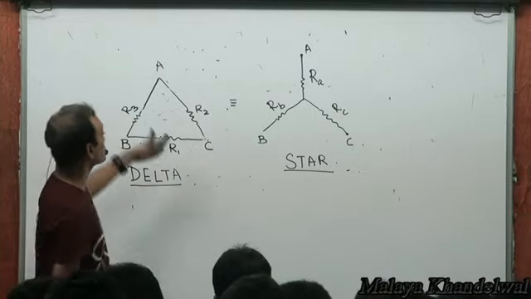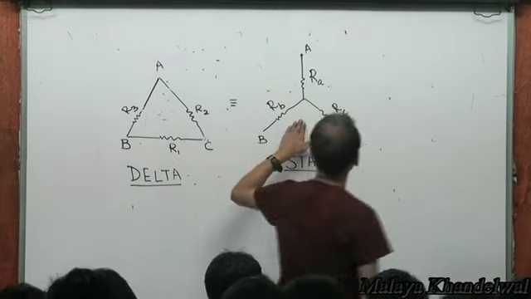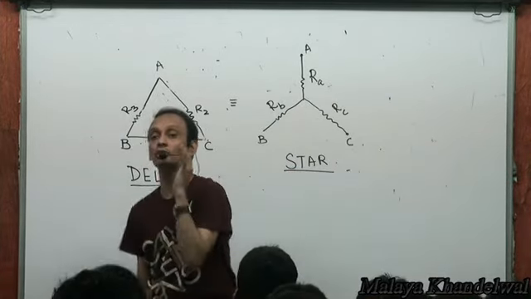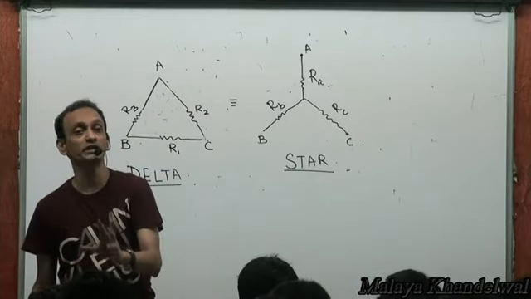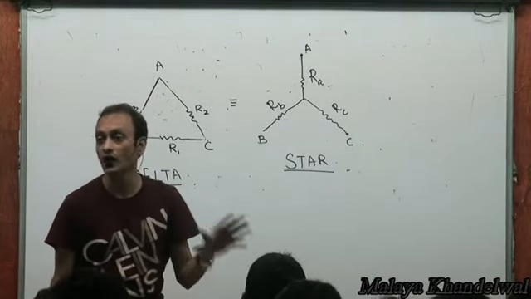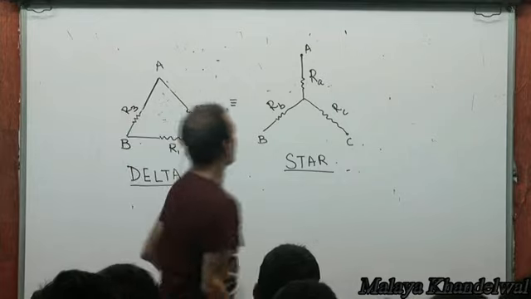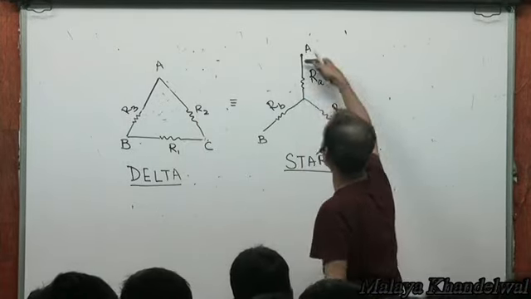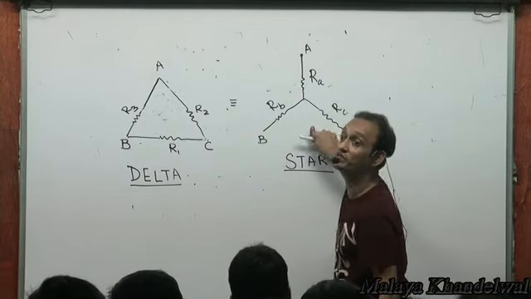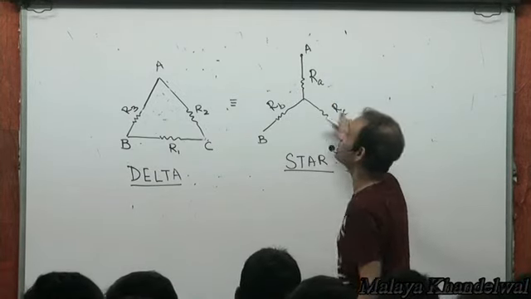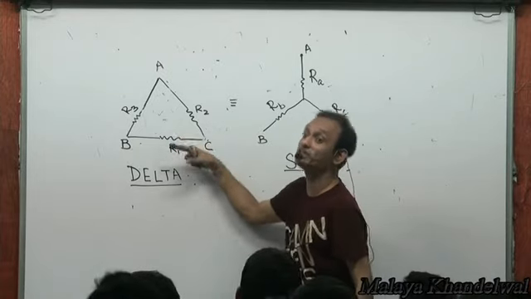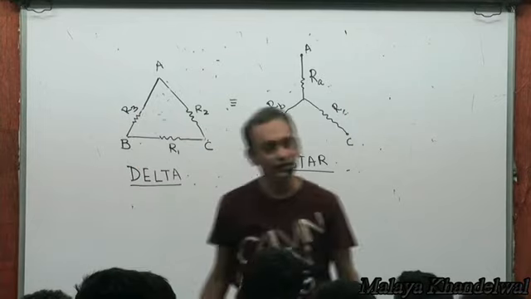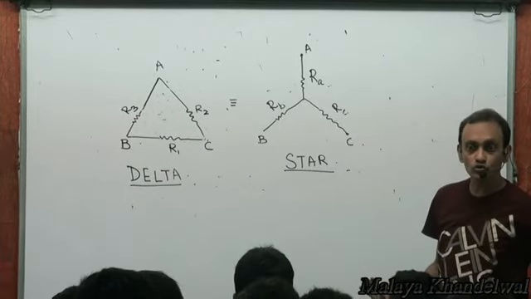Sometimes, to simplify matters, we convert a delta into a star, or sometimes we convert a star into a delta. We'll realize when we solve problems when to convert a delta into a star or a star into a delta. But given R1, R2, R3, I must know what RA, RB and RC are in the equivalent. Or, given RA, RB, RC, if I want to convert into this, then I should know what R1, R2, R3 are in terms of RA, RB and RC. The equivalence has to be known.